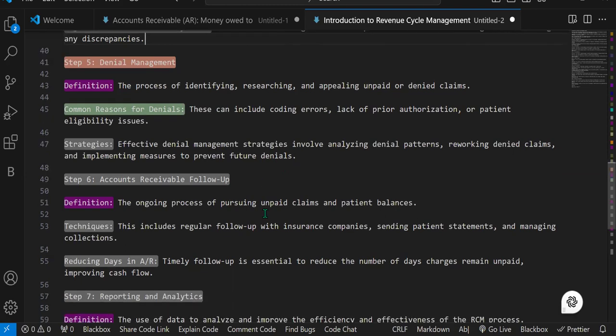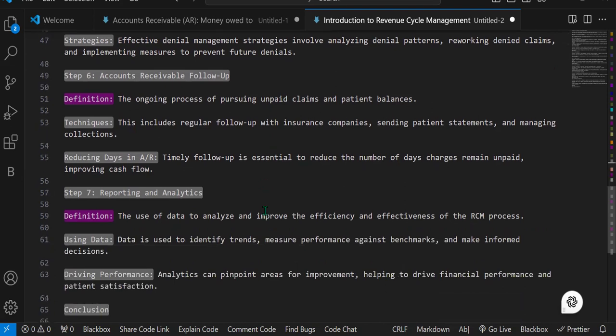So, reducing days in AR. Timely follow-up is essential to reduce the number of days charges remain unpaid and to improve cash flow. If you follow up at 15 days, the time will be reduced, and you'll get the payments from the insurance company within a short time. Otherwise, it will take more time. So timely follow-up is very important.